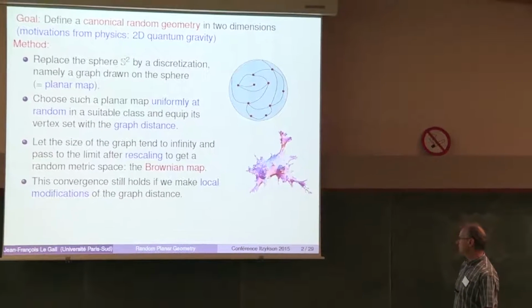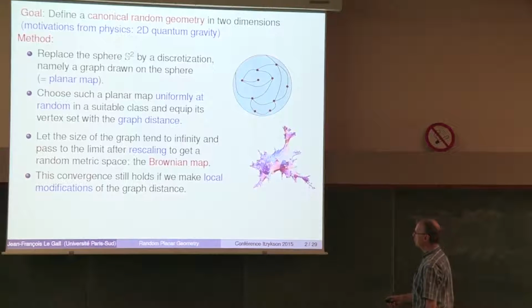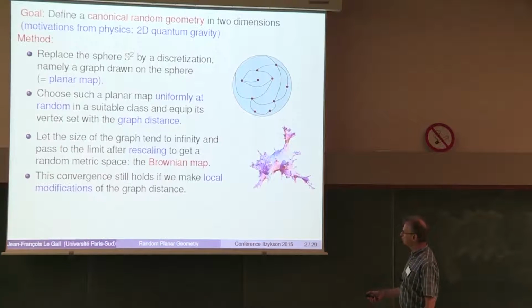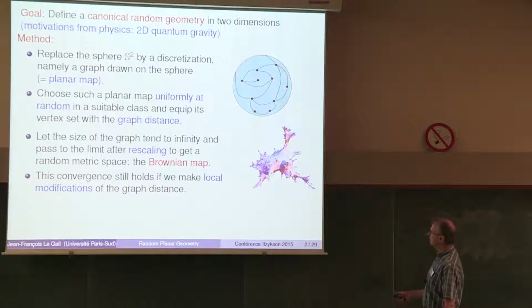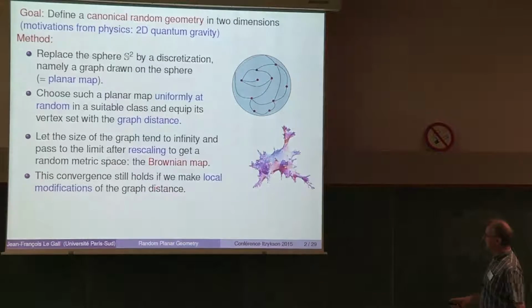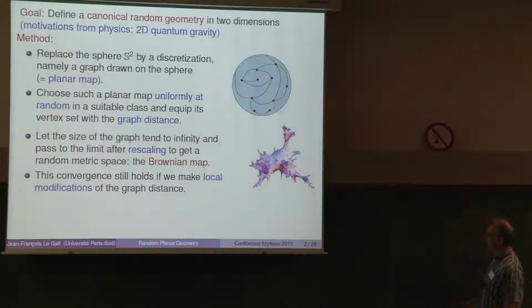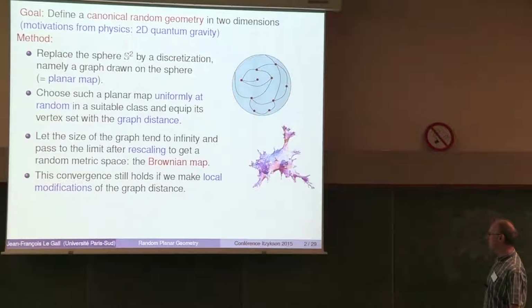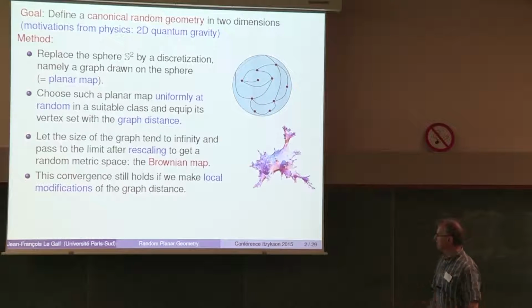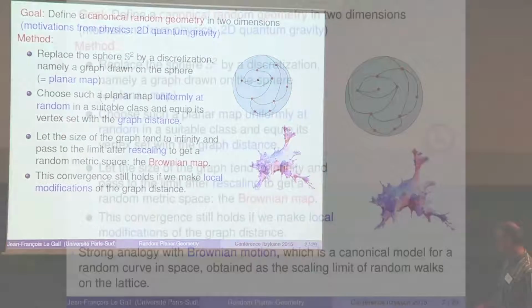And today I also want to say a few words about recent work in progress, in fact, with Nicolas Curien, which tells us that if we do local modifications of the graph distance, if we assign a random length, for instance, to the edges of the graph, in the scaling limit, we will still get the same object. And this was mentioned briefly by Timothy in the previous lecture.